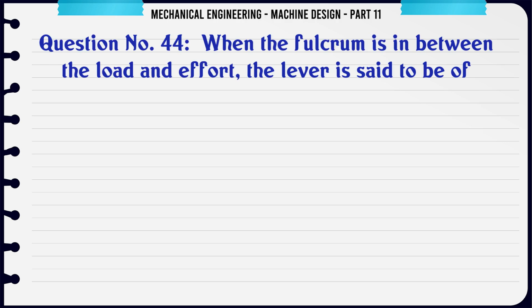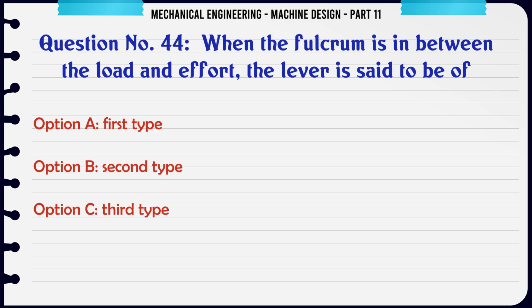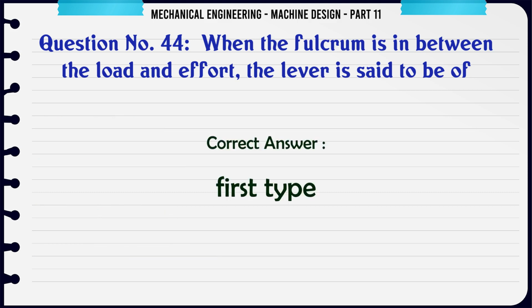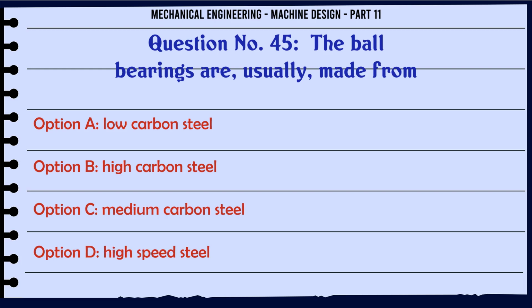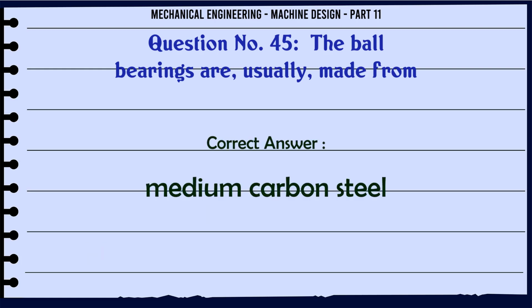When the fulcrum is in between the load and effort, the lever is said to be of A. first type, B. second type, C. third type, D. any one of these. The correct answer is first type. The ball bearings are usually made from A. low carbon steel, B. high carbon steel, C. medium carbon steel, D. high speed steel. The correct answer is medium carbon steel.